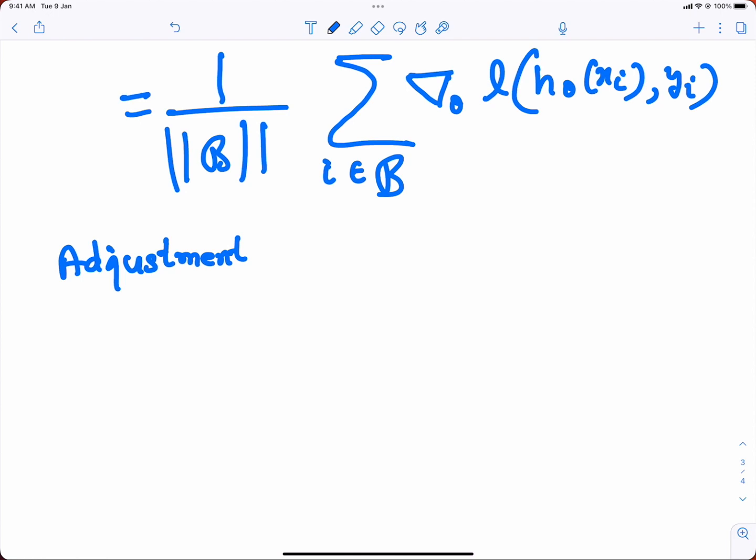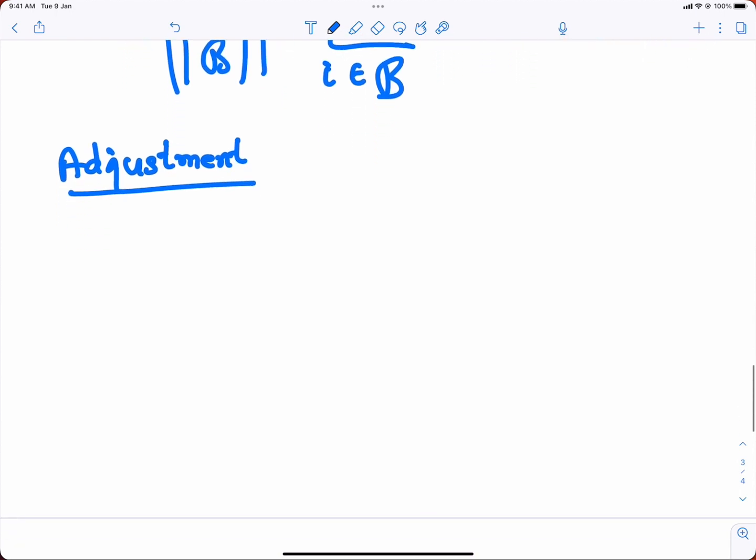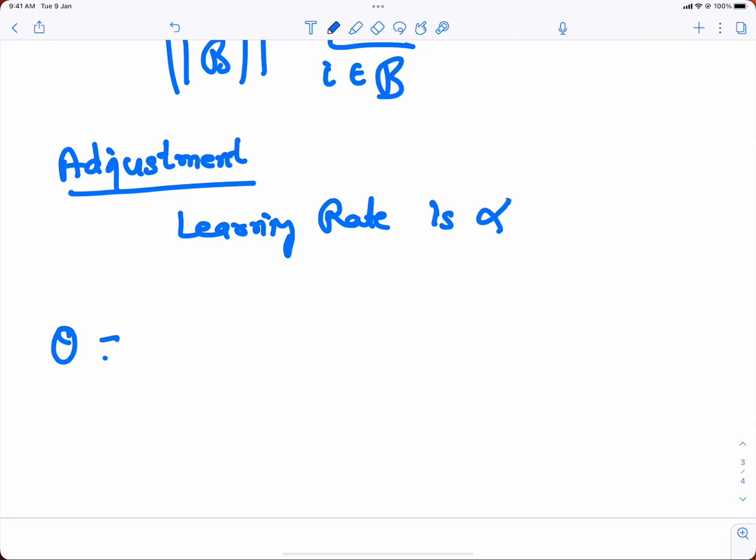The adjustment in theta is generally based on the learning rate, because we don't want to do the complete adjustment of whatever is there, otherwise this will be a very oscillating thing. So we want to take a small step at a time. So let's say the learning rate is alpha, so then theta will be adjusted like theta.